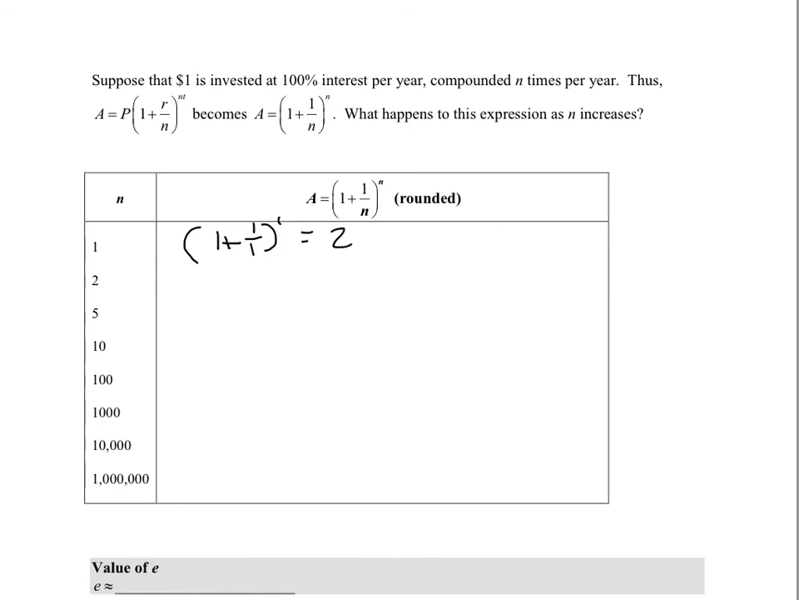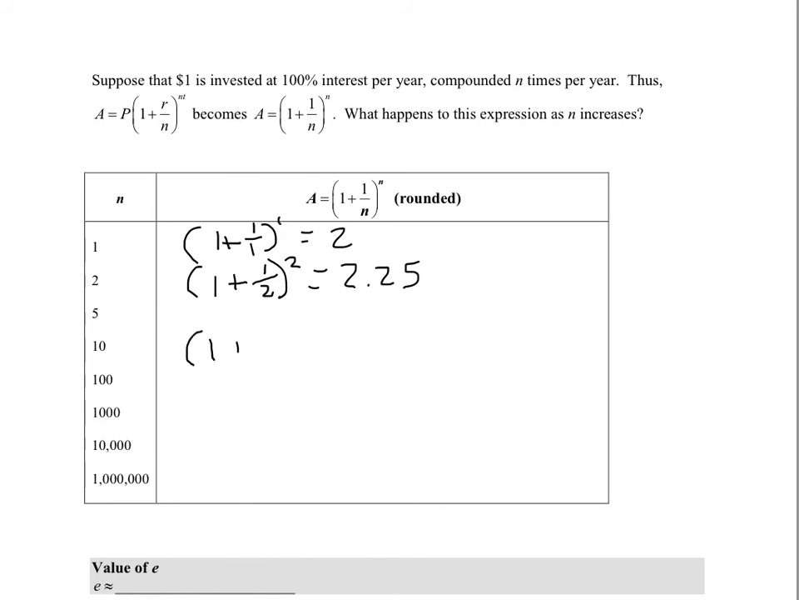But now, if n is 2, we're going to have 1 plus 1 over 2, and that gets raised to the second power. And if we were to put that in, we would come up with a number like 2.25. So we can see we're earning a little bit more if we increase the period of time for compounding to 2 times a year. Now, let's just kind of skip forward.